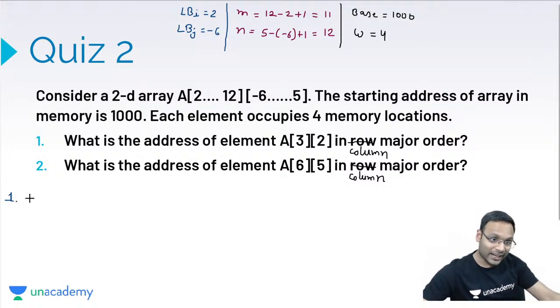First one, let's calculate this. Location of A of I comma J, 3 comma 2.